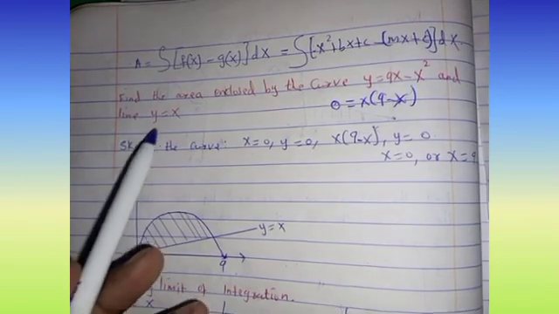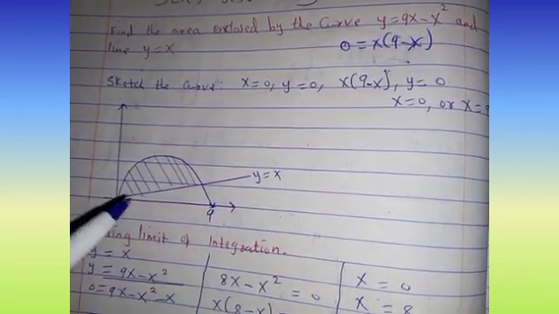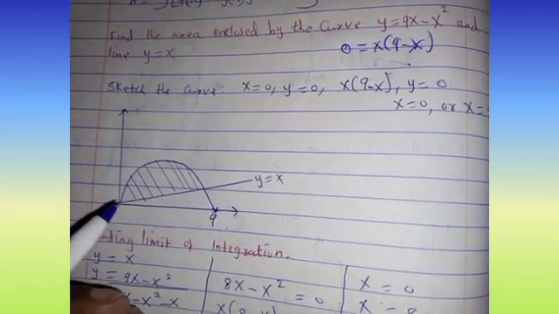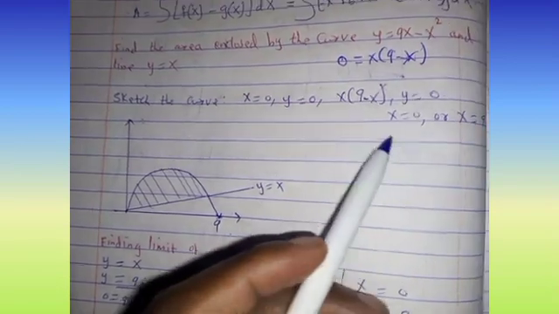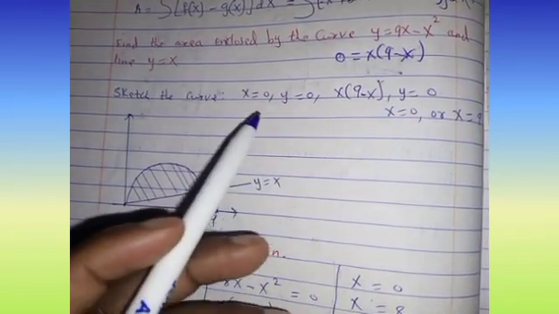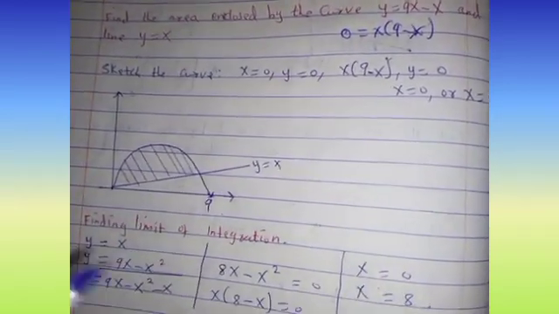Now the line is y is equal to x. Line y is equal to x is this one. The curve is that, after sketching. After sketching, because you have 0, 0 and 9, 0, the point 0, 0 and the point 9, 0 there.